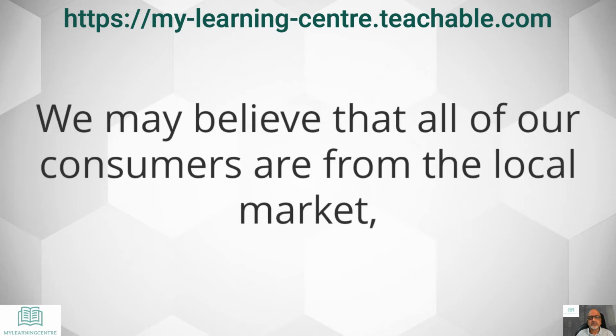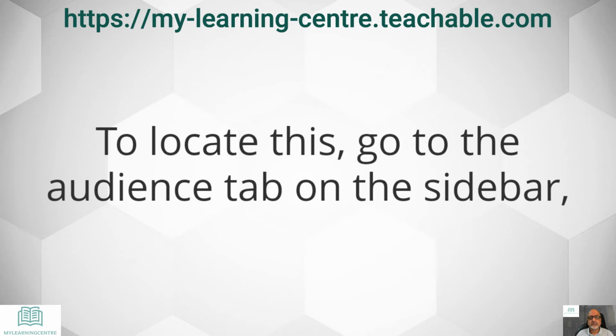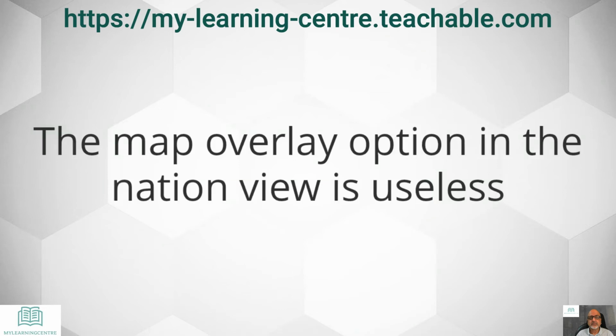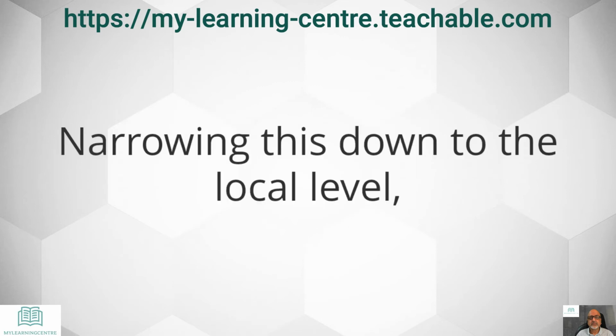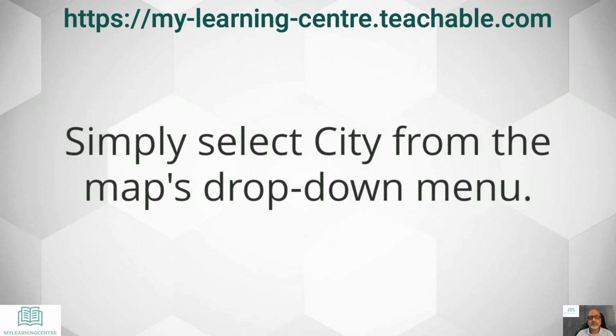Belonging of visitors. We may believe that all of our consumers are from the local market, but this isn't always the truth. To locate this, go to the Audience tab on the sidebar, then to Geo, and finally to Location. The map overlay option in the Nation view is useless, because it provides no information about your visitors. Narrowing this down to the local level, on the other hand, will provide more accurate and exact information on the target audience. Simply select City from the Maps drop-down menu.